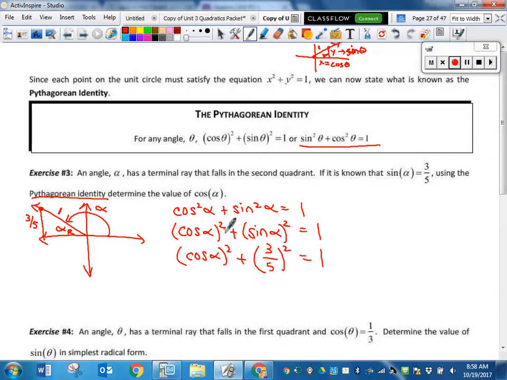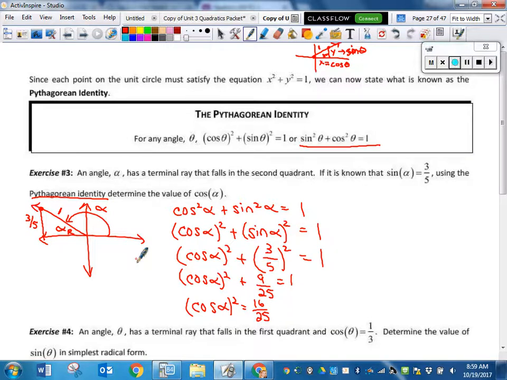All right, so what do I need to do? I need to square this, and then I need to subtract it and bring it over. So cosine squared plus, when I square it, put it in my calculator, 3/5 times 3/5, or 3/5 squared, 9/25 equals 1. Subtract 9/25 from 1, so cosine squared would equal 16/25, if you put that in your calculator.